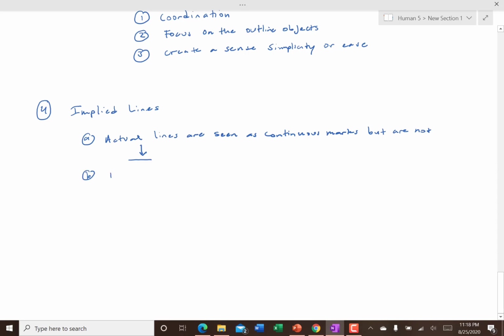Implied lines are an illusion. So I'll give you an example of that. And there can be some really cool illusions with this. It's impressive what people can do with implied lines. The purpose of the illusion, right, is it gives an impression that we are seeing a line. But technically, what it is, it's an illusion.